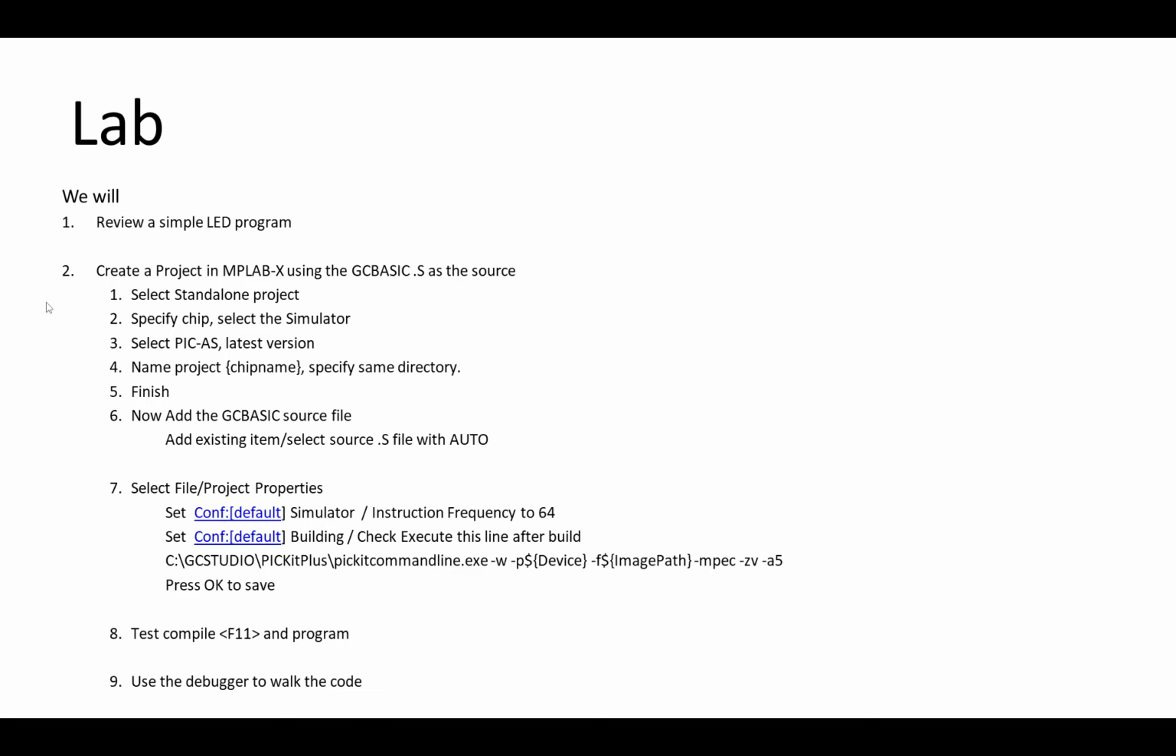So what we're going to do, we're going to review a very simple LED program. Then we're going to create a project, specify the chip, select PIC-AS as our tool chain, put a project name in, press finish. And then we're going to add in our GCBASIC source program, what's called a .s file, into that project. We're going to make 2 more changes, and then you can actually program it as well, which is step 7. Step 8 and 9, we'll actually compile it up and use the simulator to see what's actually happening.